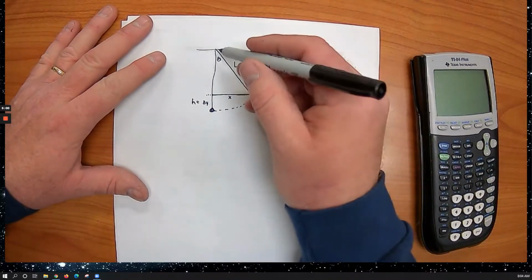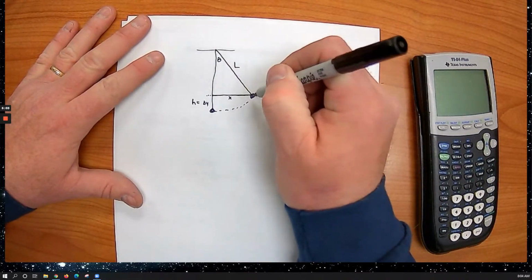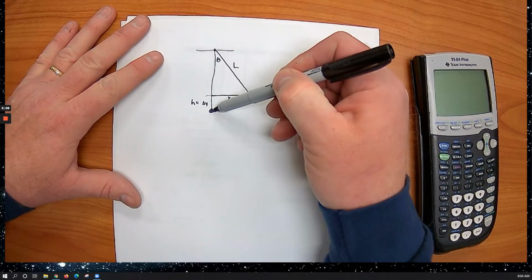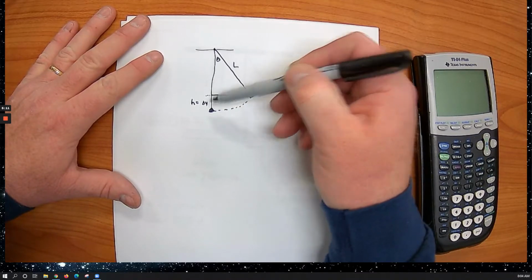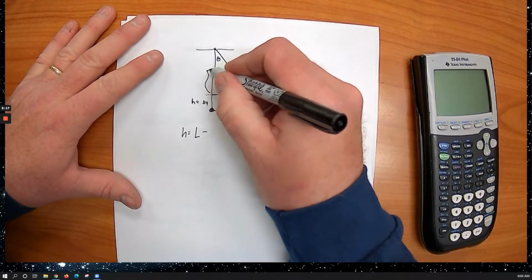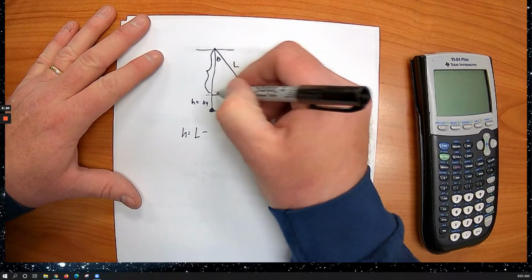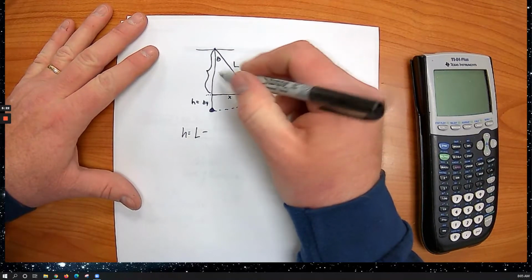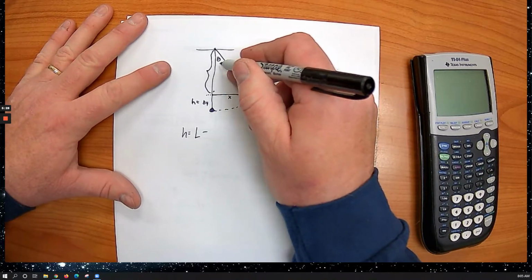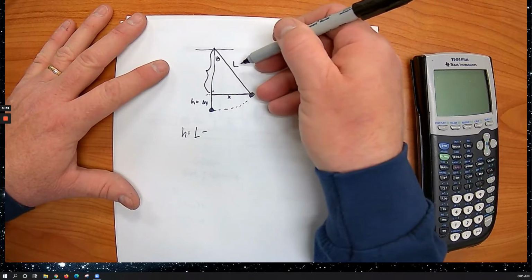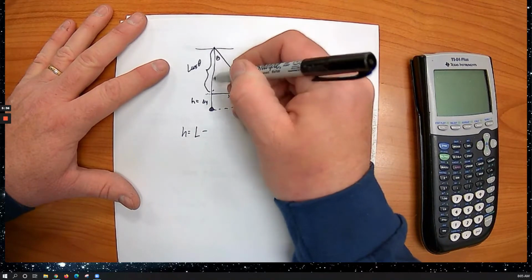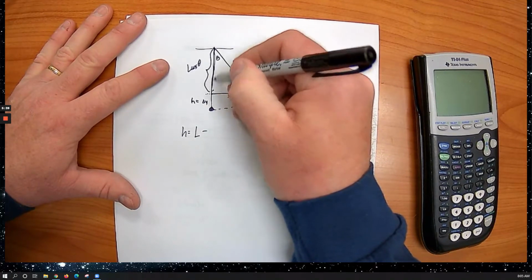Okay, so what I do know is that the length of the pendulum from here to here is the same length of the pendulum from here to here. So this height, or this delta y, is equal to the length of the pendulum minus the length of this side of that triangle. Now, this is a leg of a right triangle, adjacent to the angle, and the adjacent leg is equal to the hypotenuse times the cosine. So this is actually L cosine theta. That's the length of this leg of the triangle.